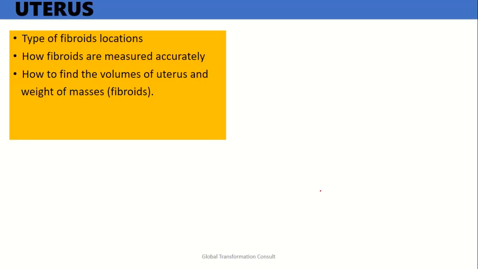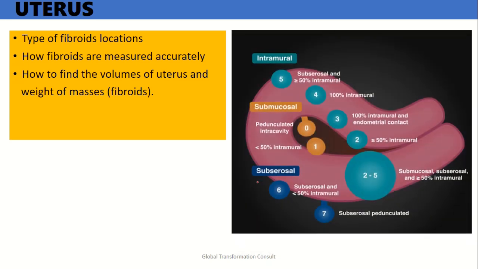The next is types of fibroid locations, how fibroids are measured accurately, and how to find the volumes of the uterus and weights of masses. So let's look at some graphical presentations of fibroid locations.